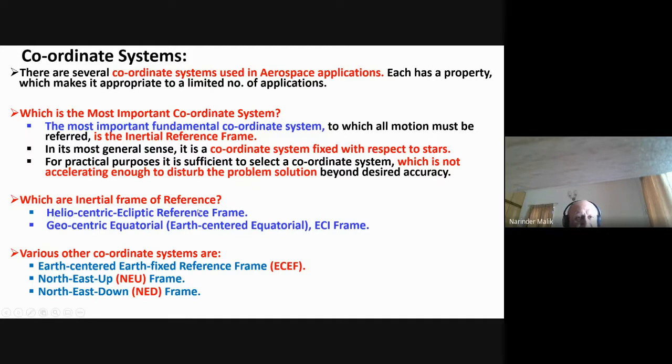Heliocentric elliptic reference frame and geocentric equatorial, that is Earth-centered equatorial frame, which is called the ECI frame. Various other coordinate systems are the Earth-centered, Earth-fixed reference frame, which I will come to. That's called ECF. Then there is one called the north-east-up frame, and the north-east-down frame. I'm going to explain each of these.